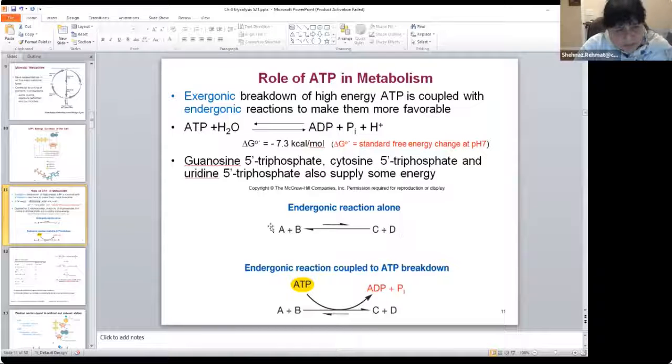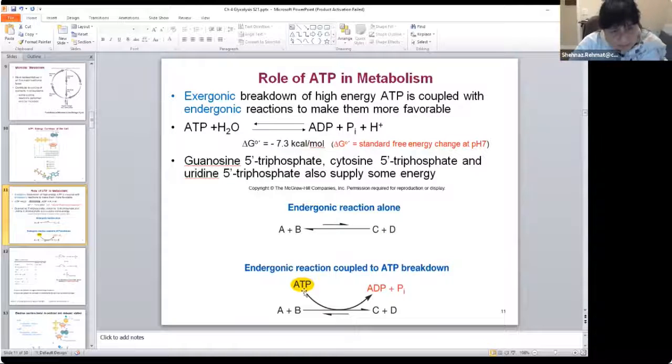of the reactions. So here is an endergonic reaction alone being shown, where A plus B has to be converted to the product C plus D. And you can see by the arrow that the forward reaction is stunted. It does not occur very easily. So if the endergonic reaction was to occur by itself, it would be very, very slow, and it would be a lifetime waiting for these products to be released.